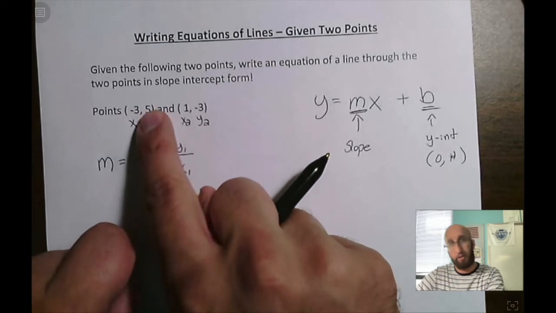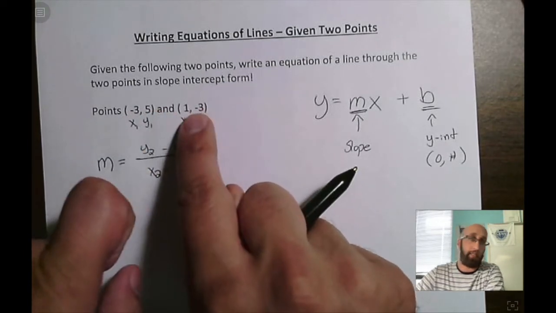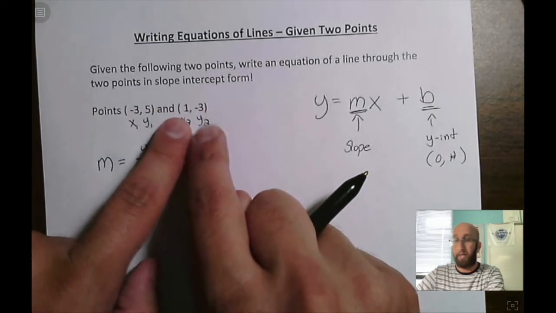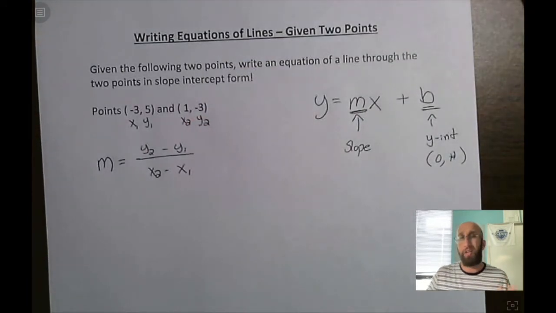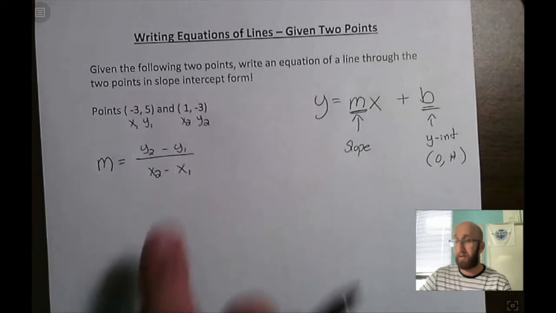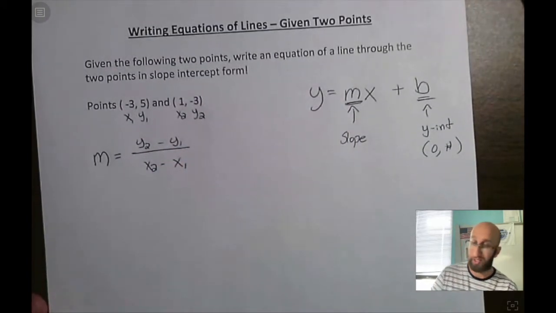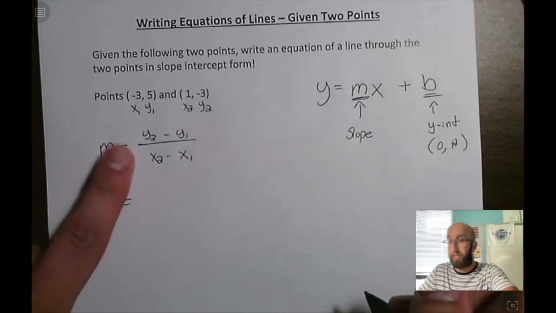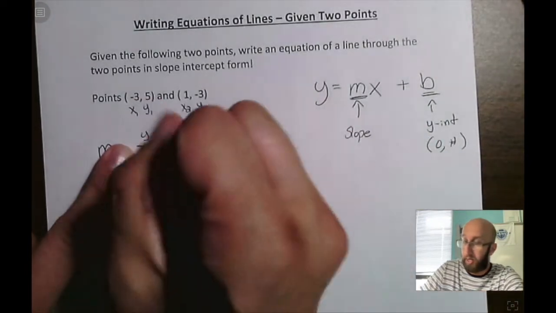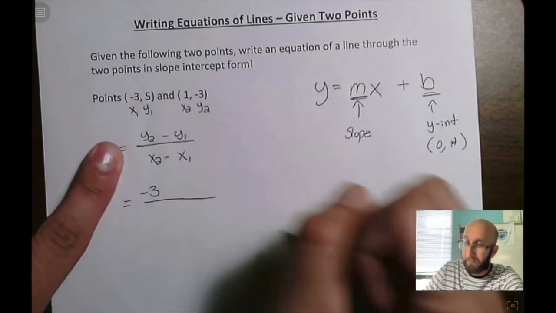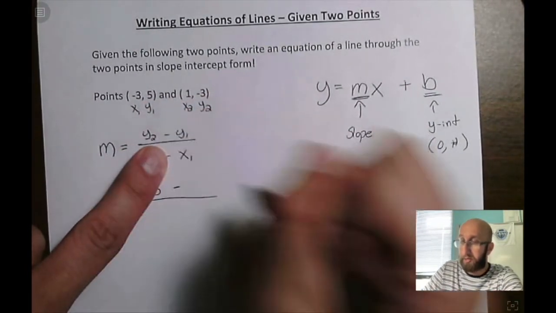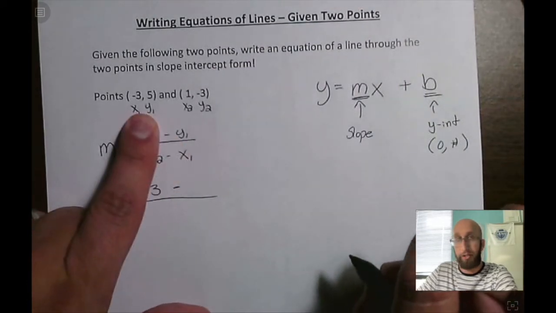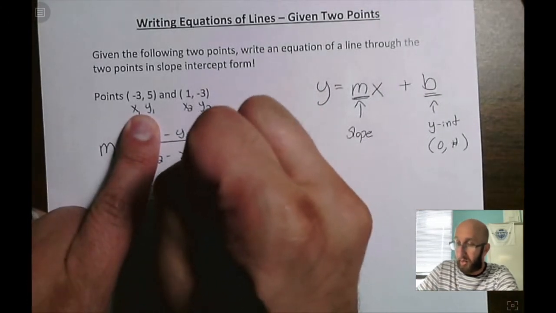X comes first, then y. The 2's designate, hey, this is the second point. This is x, this is y. So then I just need to plug in the corresponding numbers in the right spots. Don't forget your subtraction signs. So first thing I need is y2, which is -3. Put that up top. Next I need a subtraction sign. And then I need y1, which is 5.